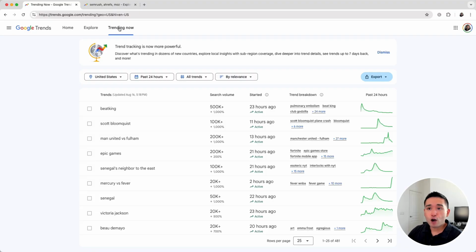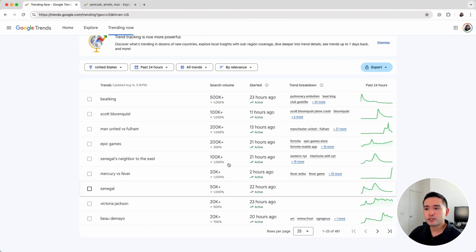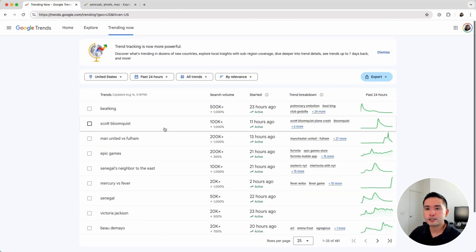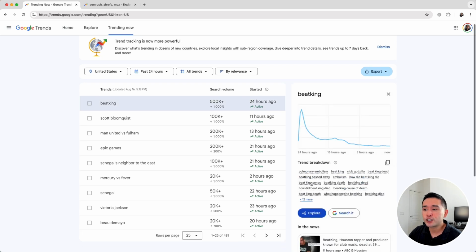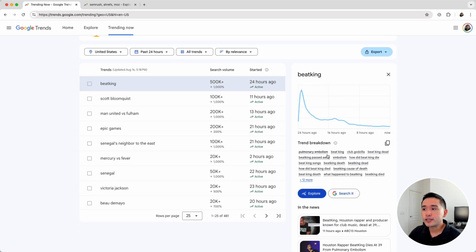So the Trending Now report was recently launched in Google Trends, and it shows you some very helpful information. It shows you the hottest trends over the past 24 hours up until the past 7 days. And it also includes additional helpful information like the search volume, when the trend started, including the trend breakdown that shows you some additional terms related to these topics.